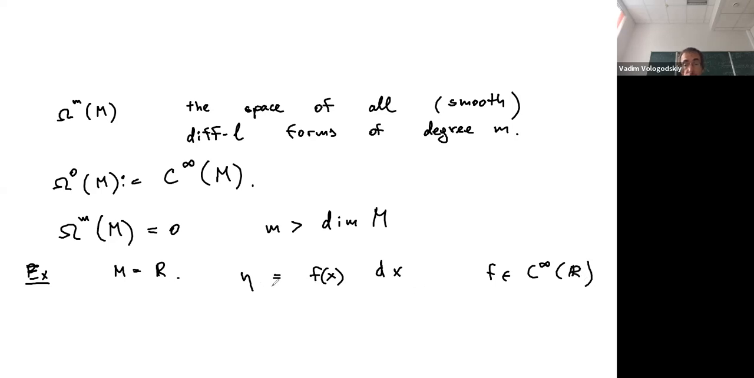So one forms can be identified with functions. So let's consider another example. Let's take for M, S1.